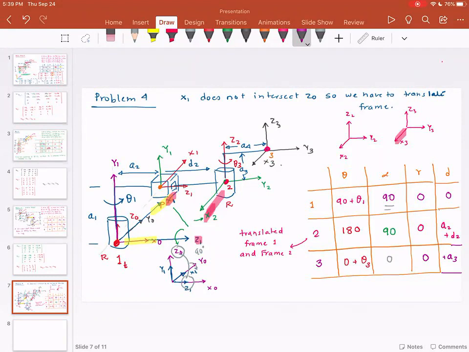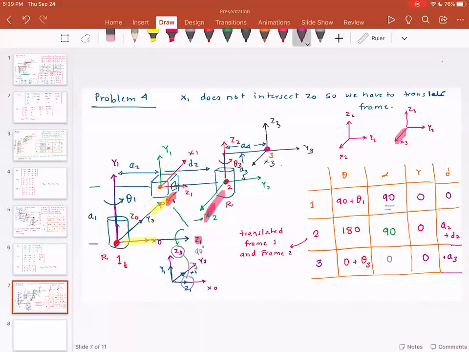This problem became unnecessarily complex because we had to translate the frame and then rotate, use the DH parameter. Okay, there is a big mistake in this formulation. Can someone tell me what we are missing? There is something majorly wrong in this formulation. No, not distances. Correct. A4 is not available to us.